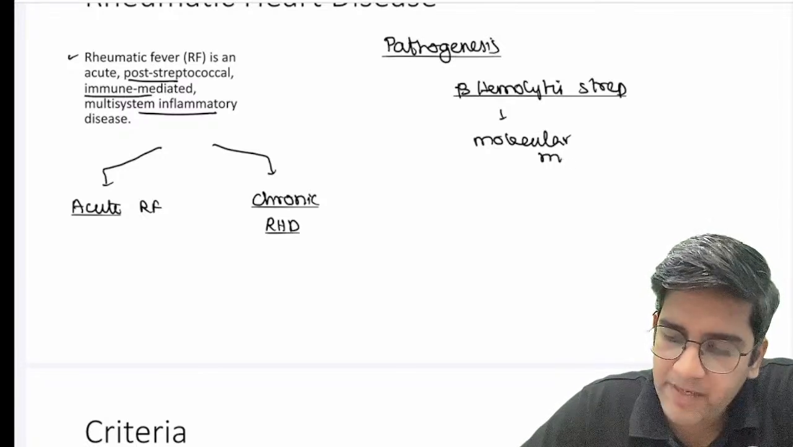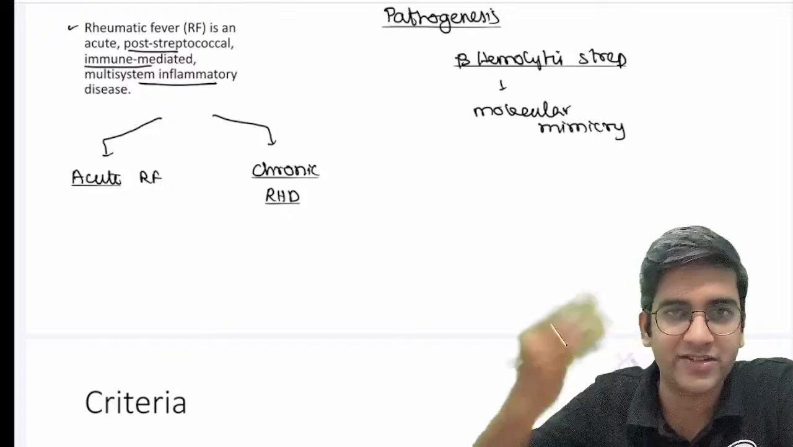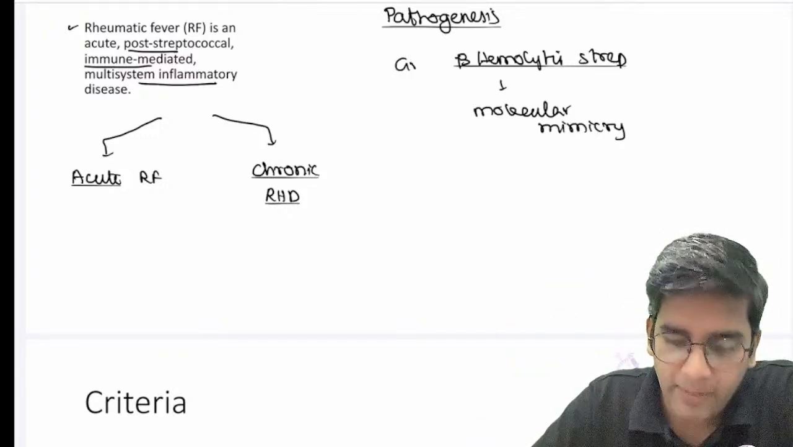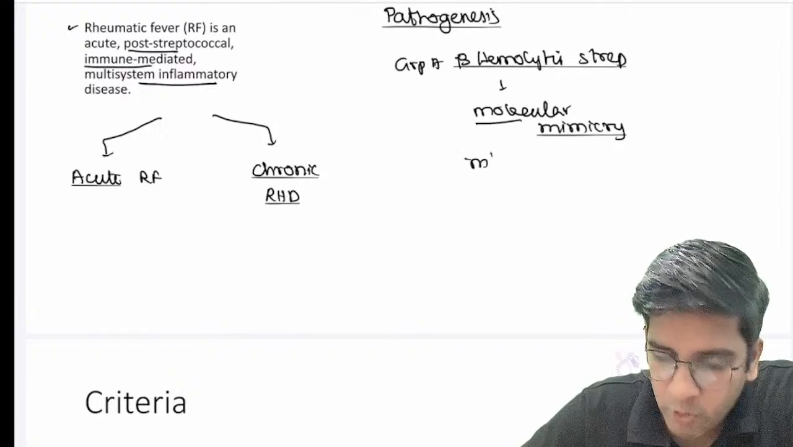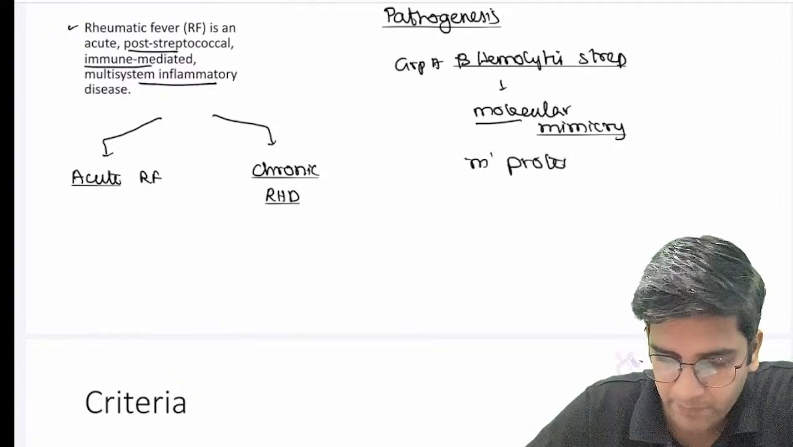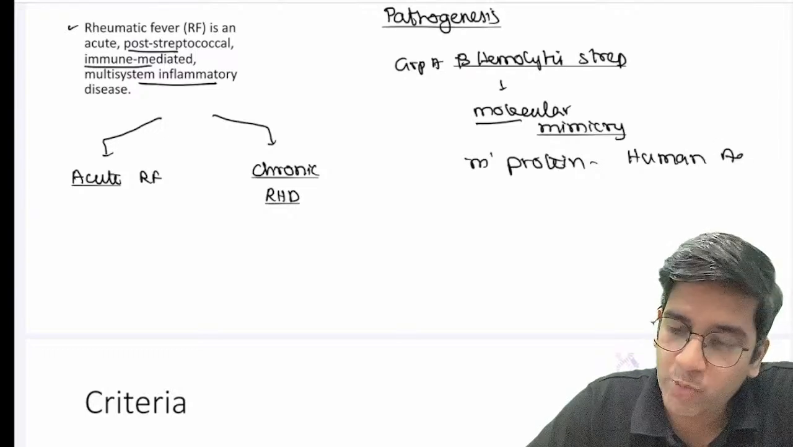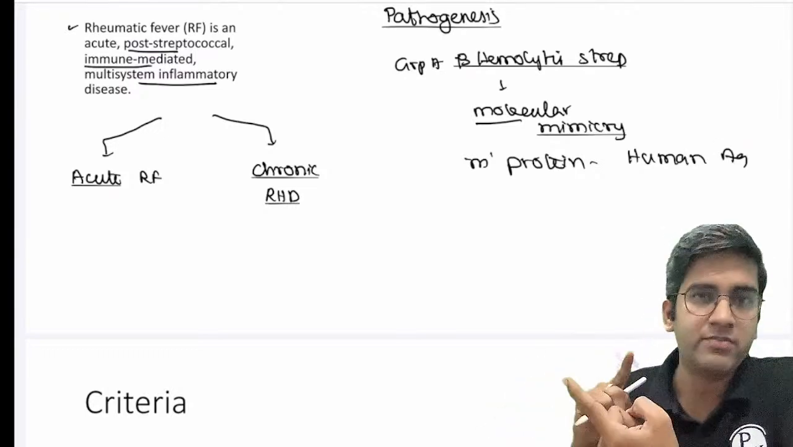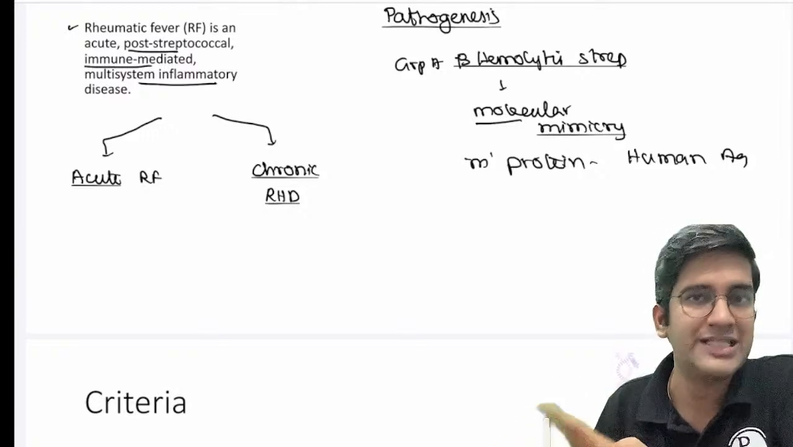It need not be knowledge from your microbiology. It need not be knowledge from pathology, wherever it is, right? Group A beta hemolytic streptococci having a molecular mimicry of its M proteins with human antigens, right? So with human antigens, I'm writing human antigen because it can cross react with my heart, with your skin, with your joints, with your blood vessels, anywhere, right?